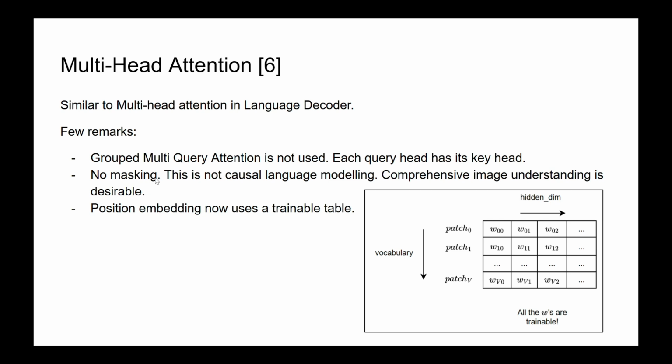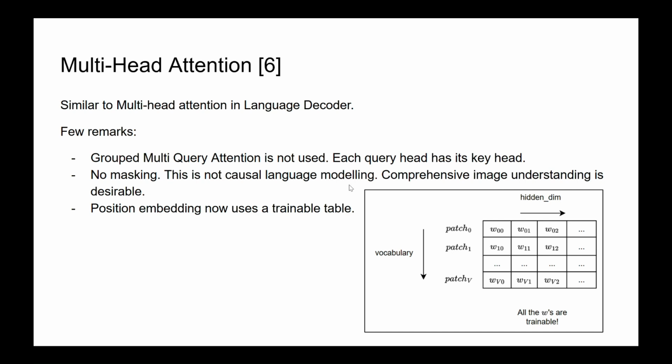So remember, this is not causal language modeling. You're not predicting the next image patch based on the previous image patch. If you want all of the different image patches to have this rich interaction, comprehensive image understanding is what we desire, but causal language modeling is not what we want.